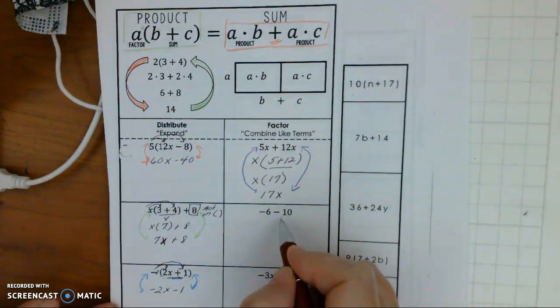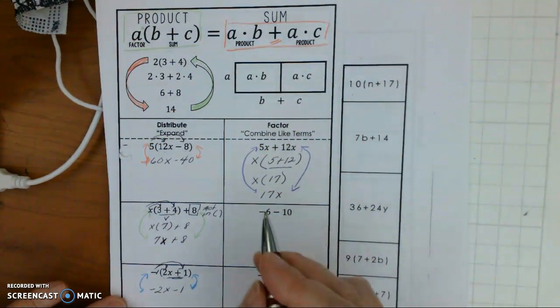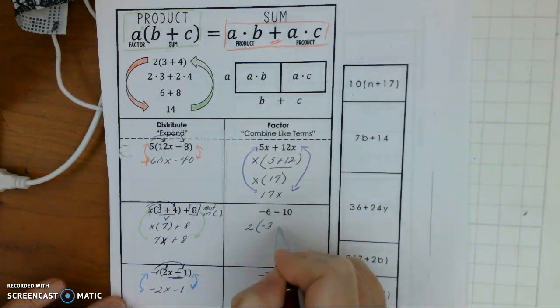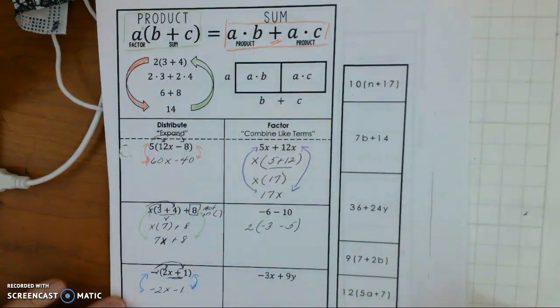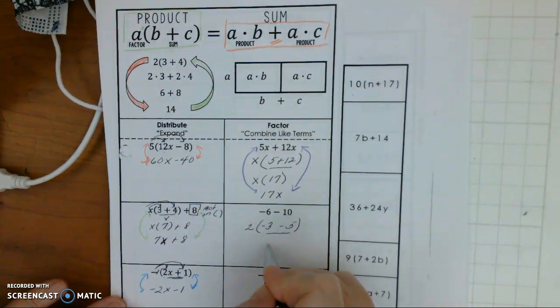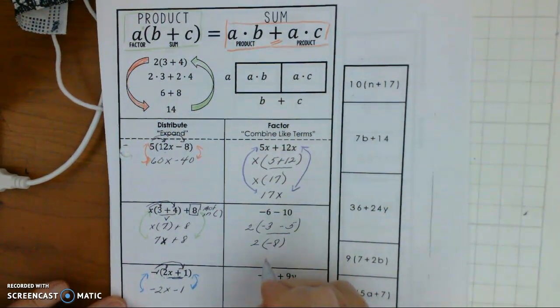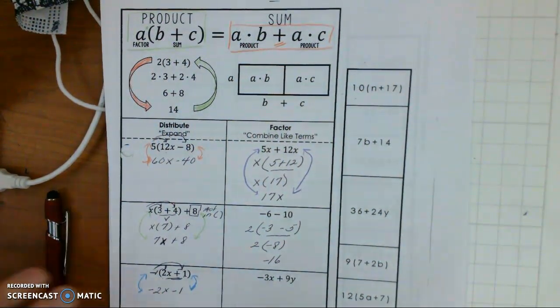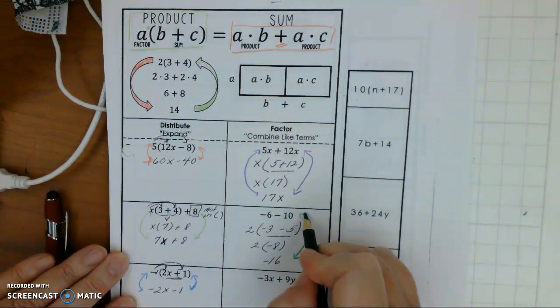Now, this one, the common factor is 2. If I divide negative 6 by 2, I'm going to have, in parentheses, negative 3 minus 5. Again, these are like terms, so negative 3 plus negative 5 is negative 8. So 2 times negative 8 is negative 16, which is an equivalent expression.